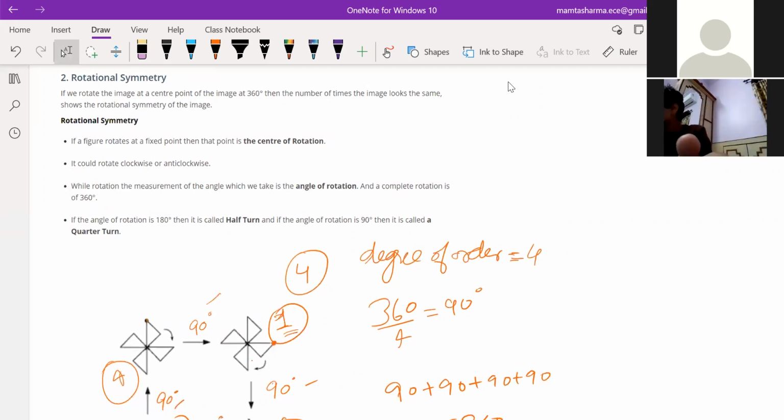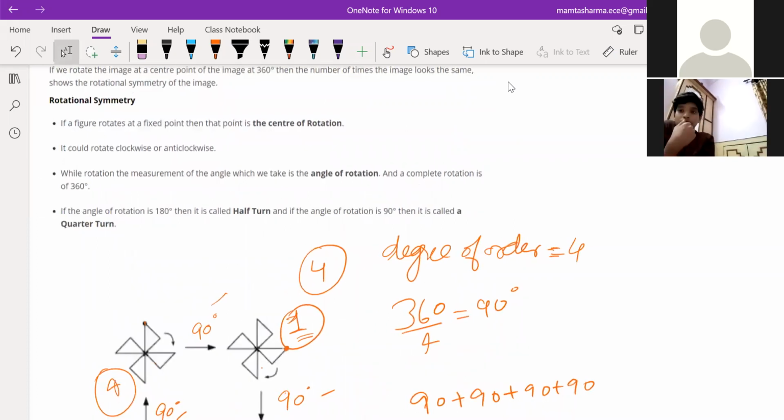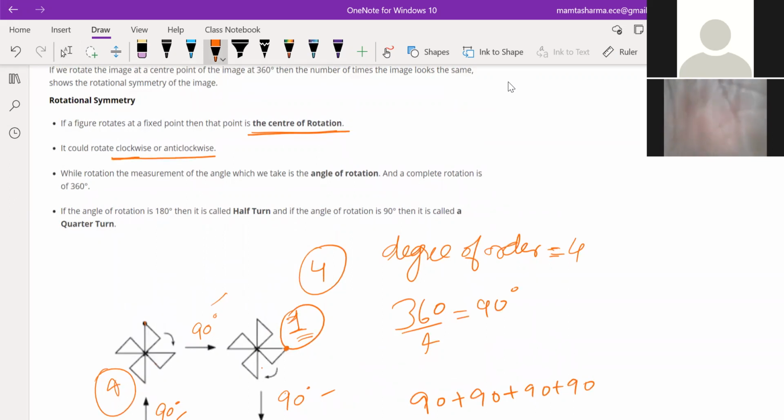Now see, there are 4 important terms. The first one is the center of rotation. So what is the center of rotation? The center of the object through which we are rotating the object is the center of rotation. And we always have to rotate the object in the clockwise direction only. We can rotate anti-clockwise also, but consider only one: either rotate it clockwise or anti-clockwise. Don't rotate one time clockwise and the second time anti-clockwise. Consider only one direction.